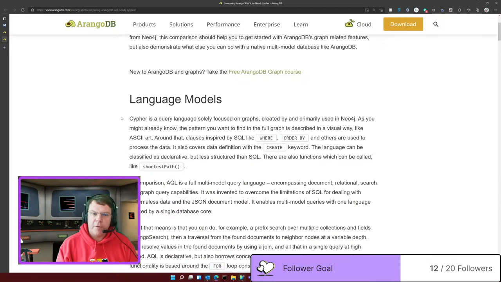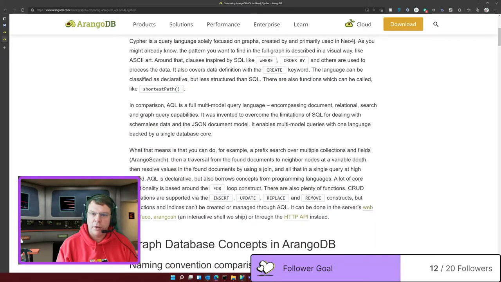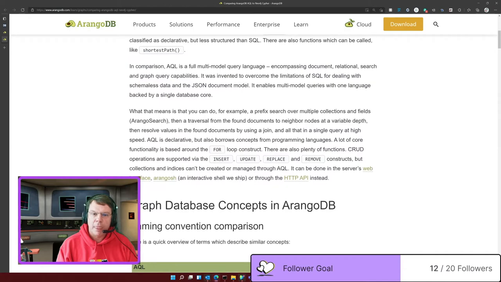So Cypher, I'm very familiar with Cypher, and if you joined me in the last two sessions, we had two sessions talking about Cypher. It's pattern-based matching, like ASCII art, because it sounds like they know what they're talking about, and they're being upfront in the moment. So AQL, it's a multimodal query language. Okay, this could be good or bad, right? My first thought is, if I'm doing document, relational, search, and graph, this sounds like it could get complicated. So I don't love complicated, but maybe not.